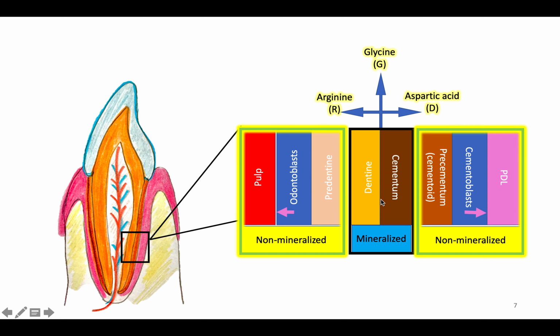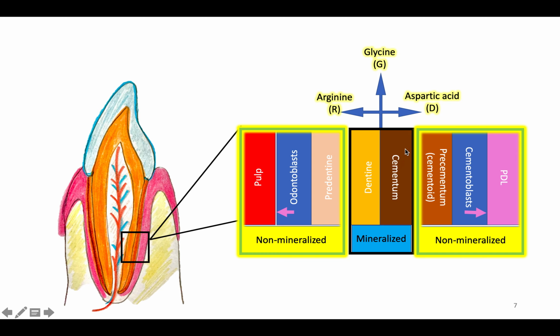And then in contact with dentine, we have the cementum, which is the mineralized cementoid. And then we have the pre-cementum that's produced by the cementoblasts. The cementoblasts will form the pre-cementum. The cementum will become mineralized, forming the cementum. The cementoblasts, as they form the pre-cementum, move away from the tooth towards the periodontal ligament, while the odontoblasts, when they form the predentine, move towards the dental pulp.